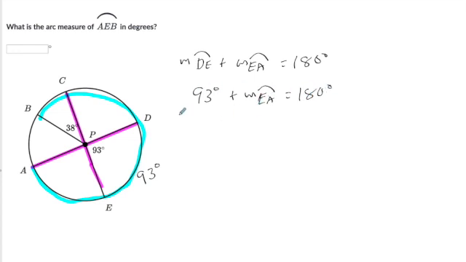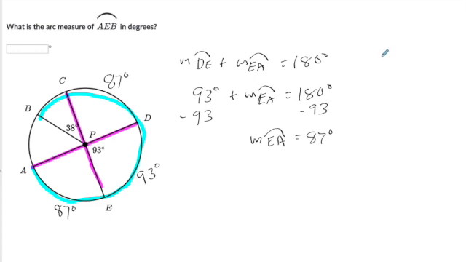So I'm doing it a little bit more formally now. So maybe that helps some of you. Minus 93. So I have the measure of arc EA equals, subtract those, and I should get 87 degrees. I think that's right. Okay, so now I found this one's 87 degrees, and so by vertical angles, I know this one's 87 degrees, and now I can go ahead and find the arc that I want.